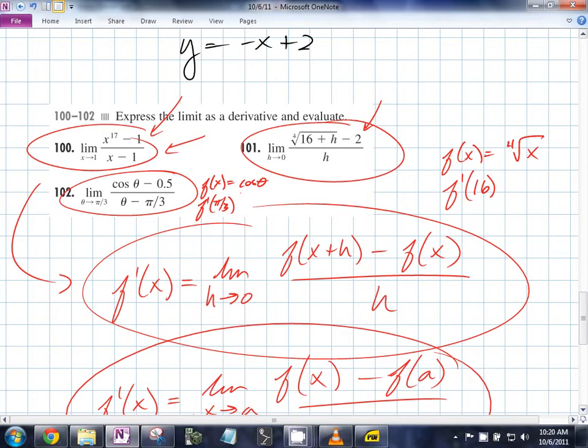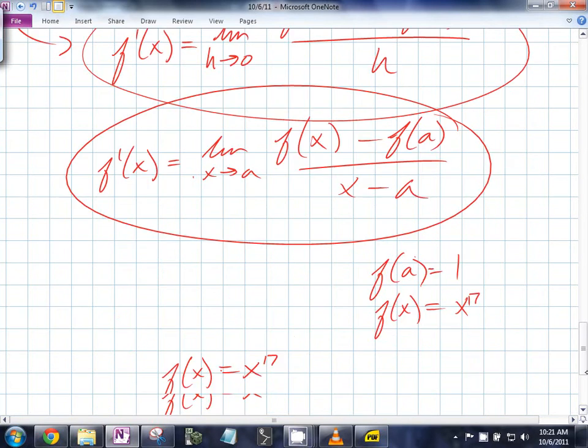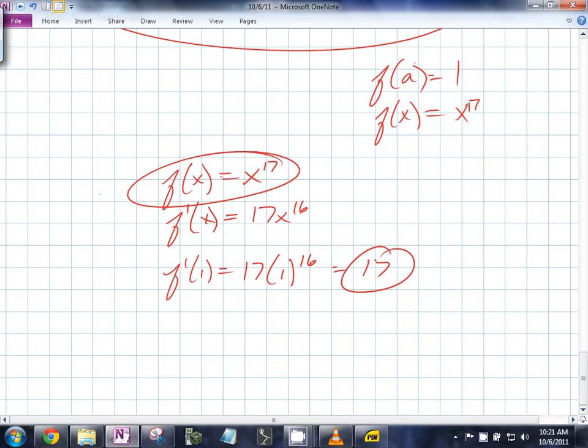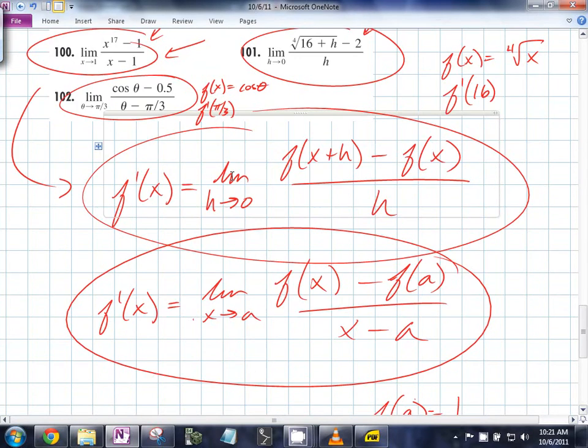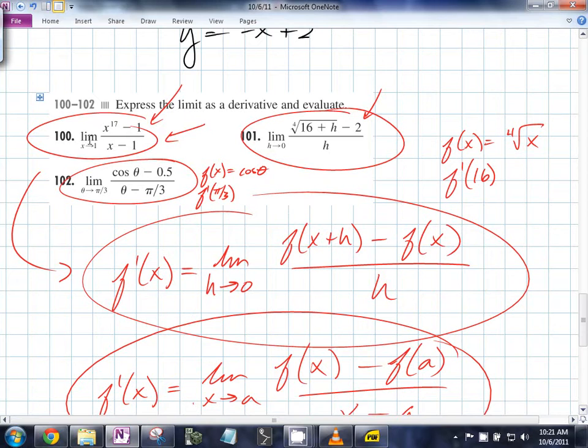By the way, if I said do this without turning it into a derivative expression, what would you need to do in order to solve 100? Factor the numerator. It's not impossible. You have to take out x minus 1 from that. Is it possible? Absolutely. But it's just really big at the end, right? And what does it end up collapsing to anyway? 17. All these terms are going to go away when you plug in 1 for them.